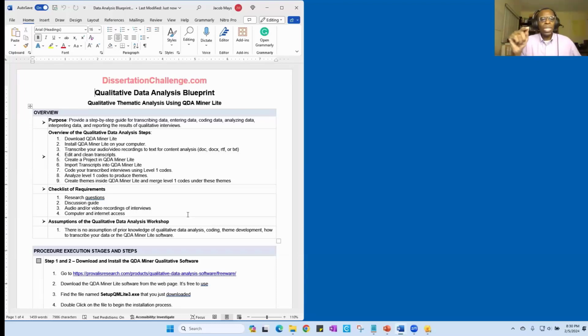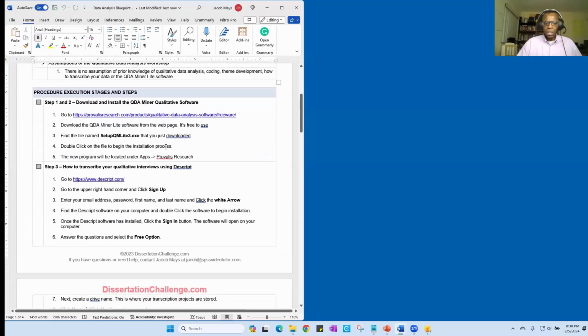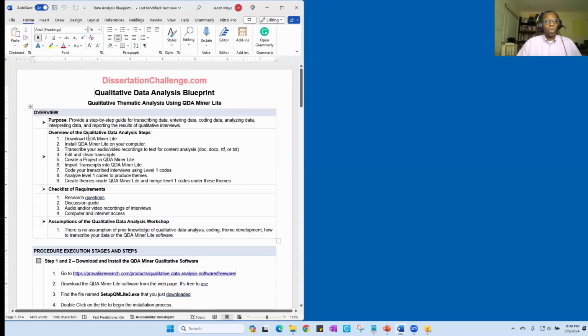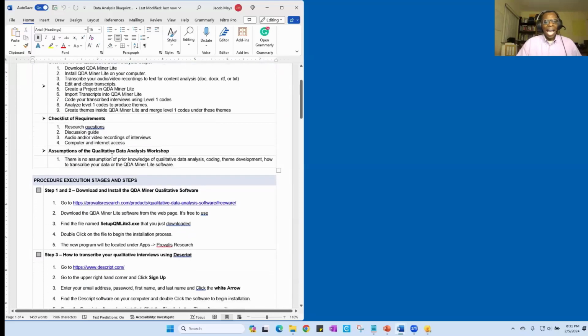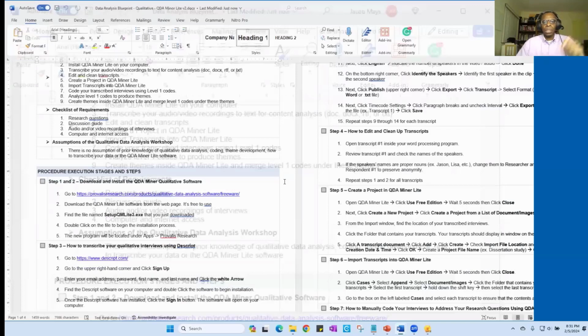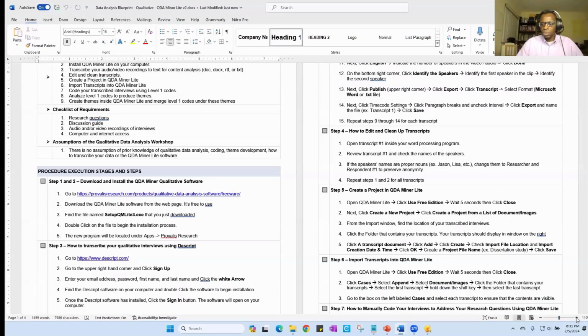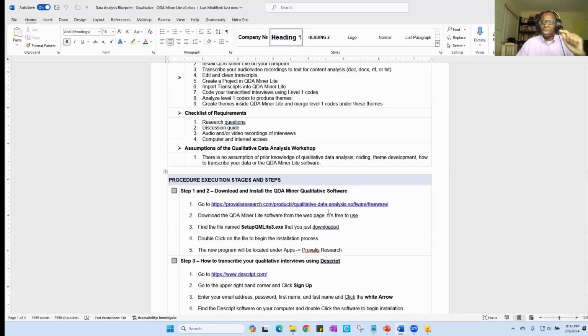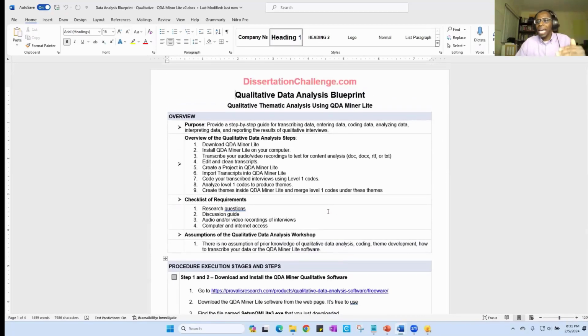Now, for QDA Miner Lite, which is the software that we're using, I have these step-by-step processes, right? So we've got the purpose, the overview, the checklist. So I detail every step in the process. Let me just show you, right? If you have this, make sure you're following along because when you're analyzing your data, you can use this checklist or blueprint to make sure you're doing everything right.